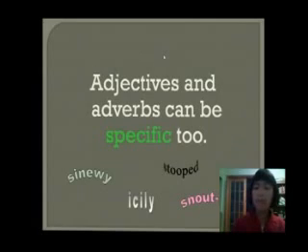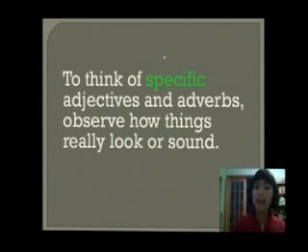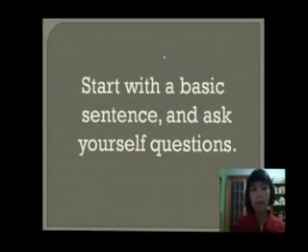Adjectives and adverbs can be specific too. Sinewy, icily, stooped, snout-like. So remember what adjectives and adverbs are. Adjectives are words you use to describe a noun. For instance, the beautiful horse. An adverb is used to describe a verb. I walked slowly. To think of specific adjectives and adverbs, observe how things really look or sound.